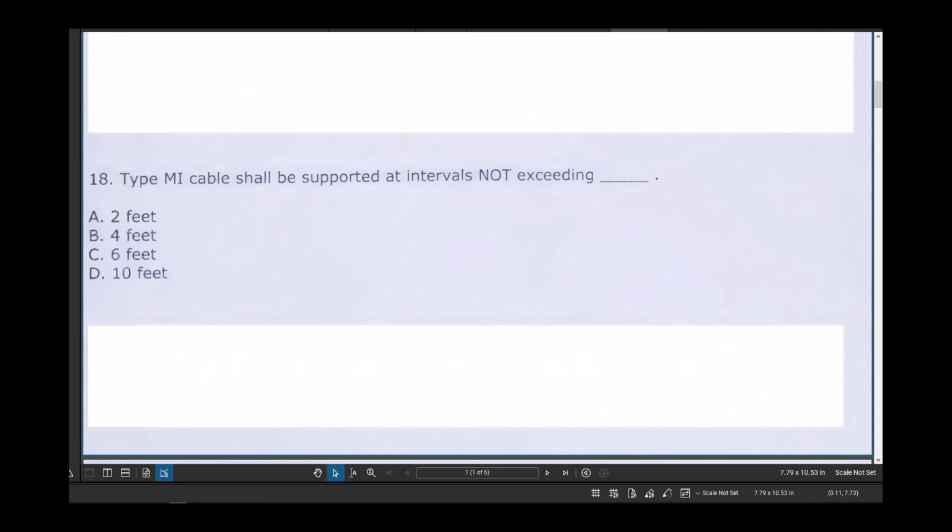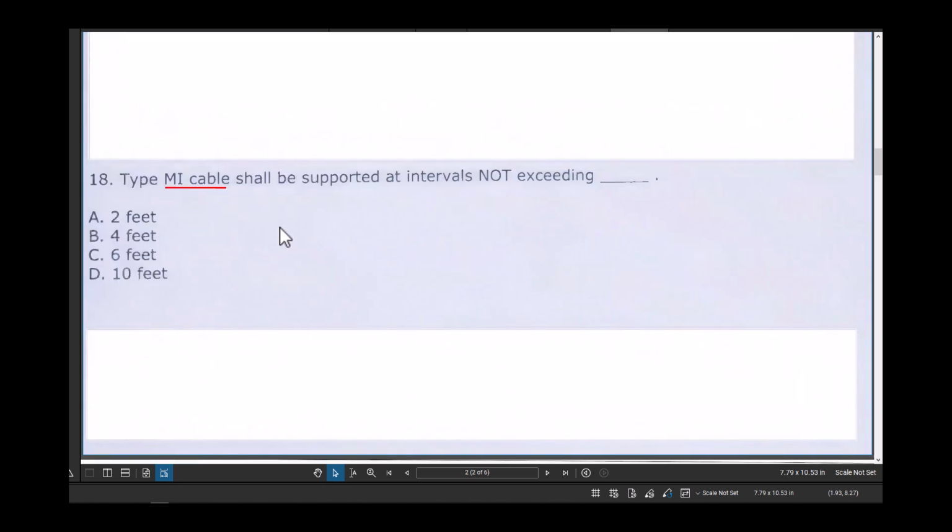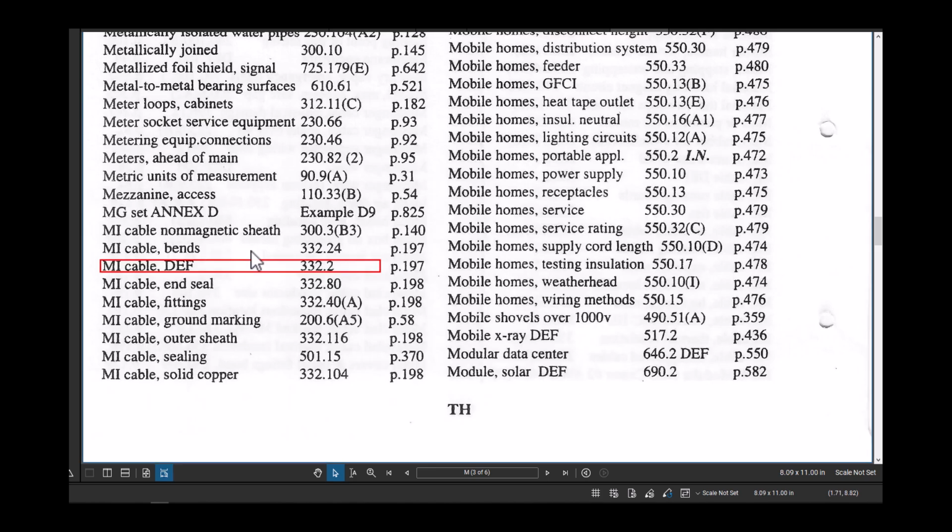The keyword here is MI cable, and we're looking for supporting. If we highlight what we're looking for, MI cable, and go to MI cable, definitely we can find the supporting area. Then I go to Tom Henry's index. We have the MI cable definition, which is where our journey starts.